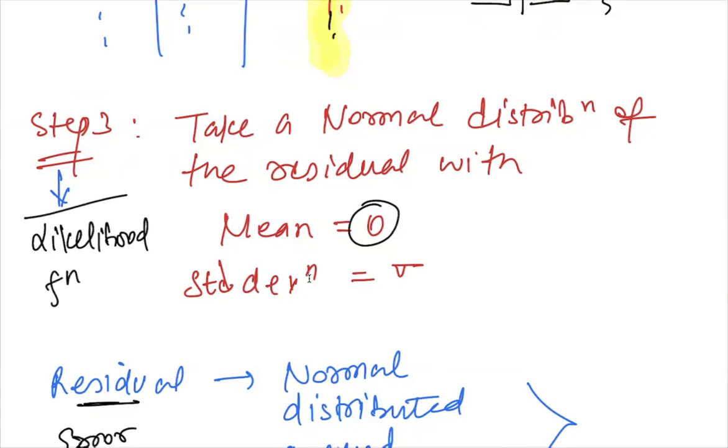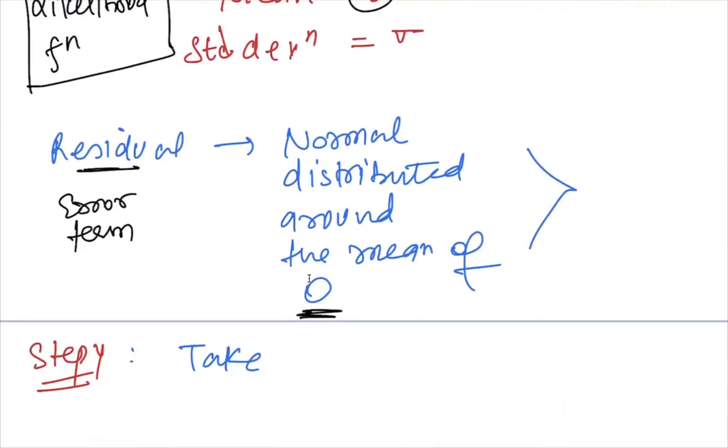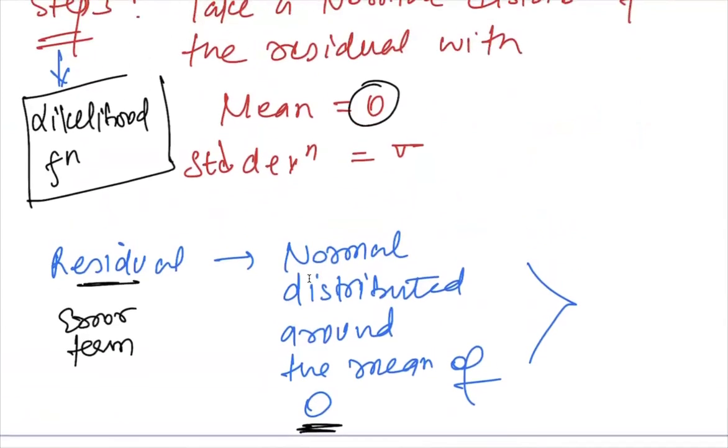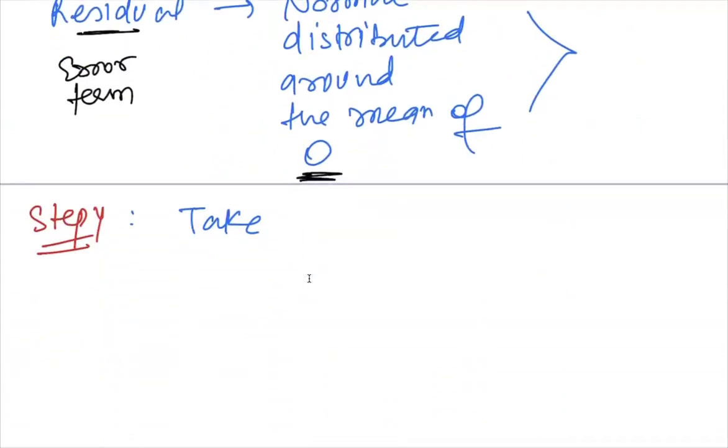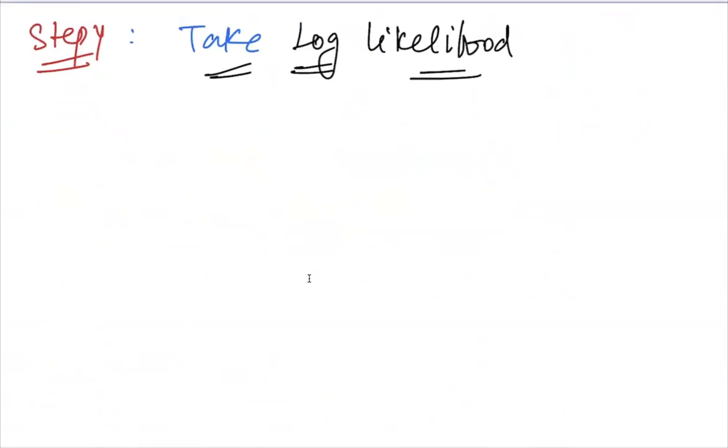Okay, step 3 is called the likelihood function, in which we are saying that the residual or the error term is normally distributed around the mean of 0. And the next step, step 4, is take log likelihood. What do I mean by log likelihood?